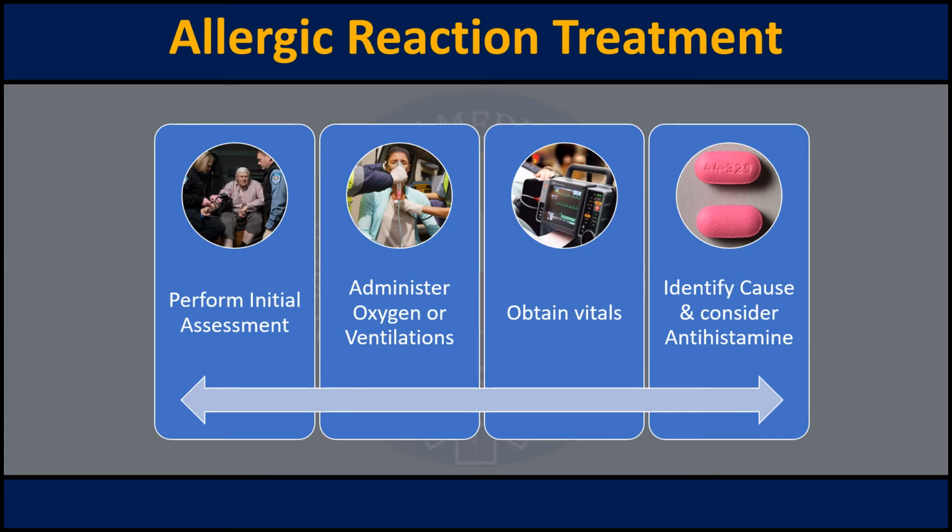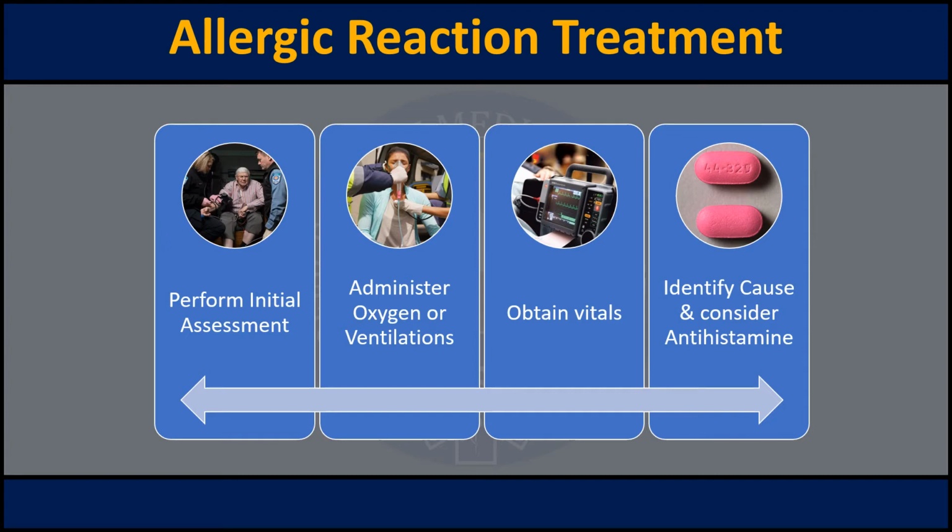Before we begin treatment, we need to make sure that we perform an initial assessment. We obtain a focused history, including a history of any known allergens or allergies to the patient. If need be, we can go ahead and administer oxygen. We need to make sure that we have effective oxygenation and effective ventilations if needed. We can at this point consider administering a nebulizer treatment if they have continuous bronchospasms.